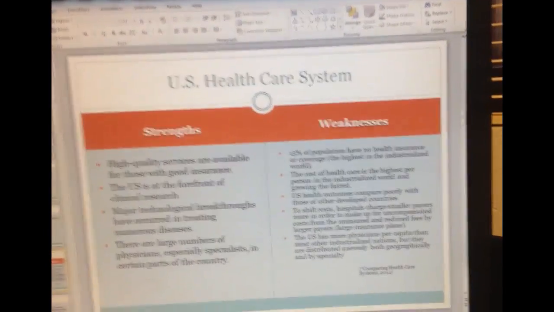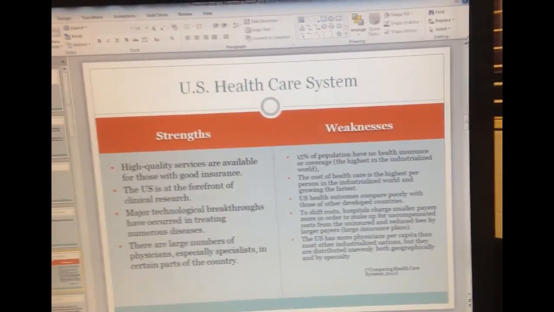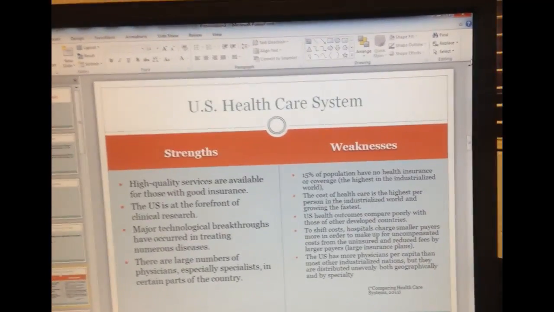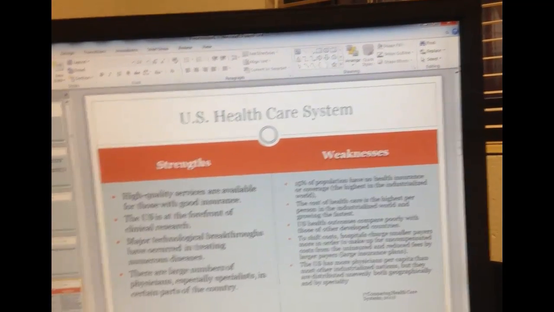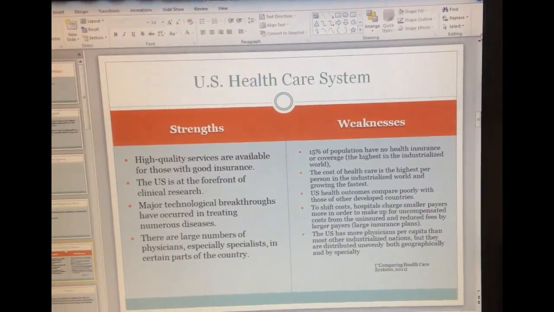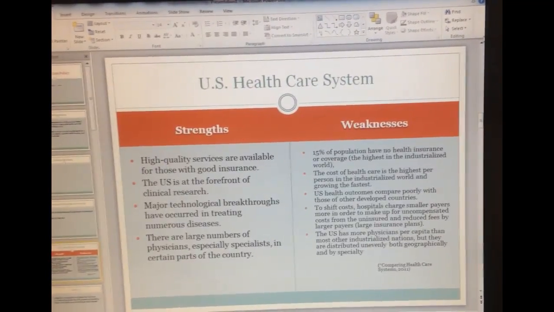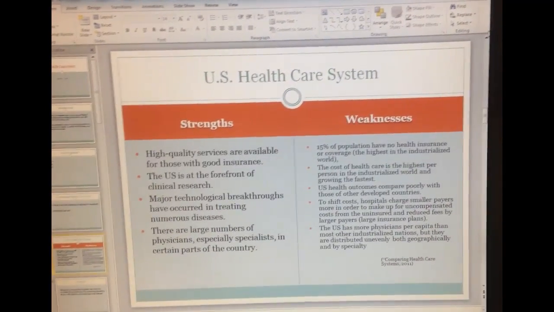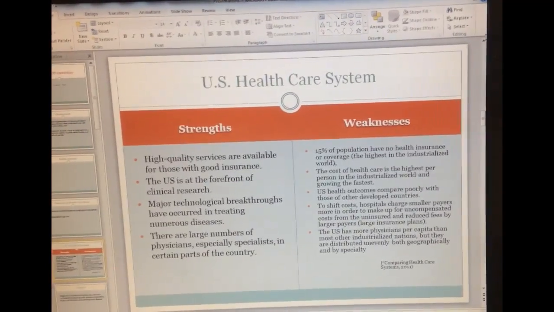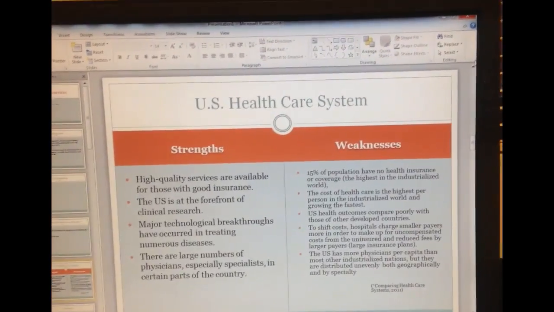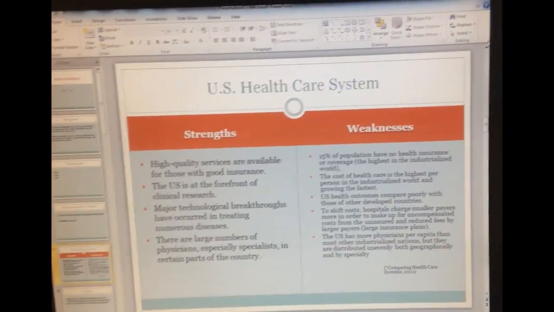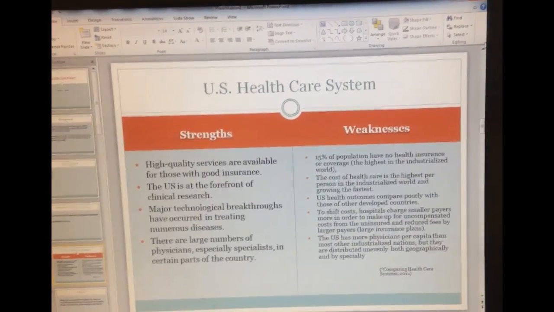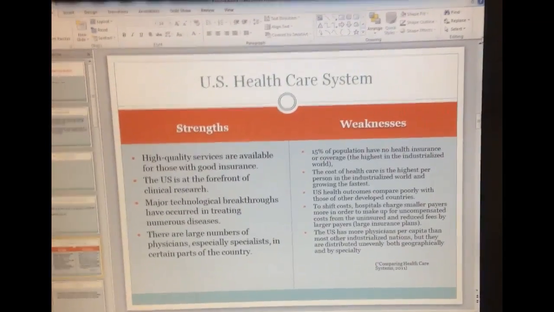The weaknesses are quite extensive. 15% of our population has no health insurance or coverage, and that is the highest in the industrialized world. The cost of healthcare is the highest per person in the industrialized world and is growing the fastest. The United States health outcomes compare poorly with those of other developed countries. Just to name a few, we are 20th in the world in infant mortality, 29th in low birth weight babies, and 6th in life expectancy.